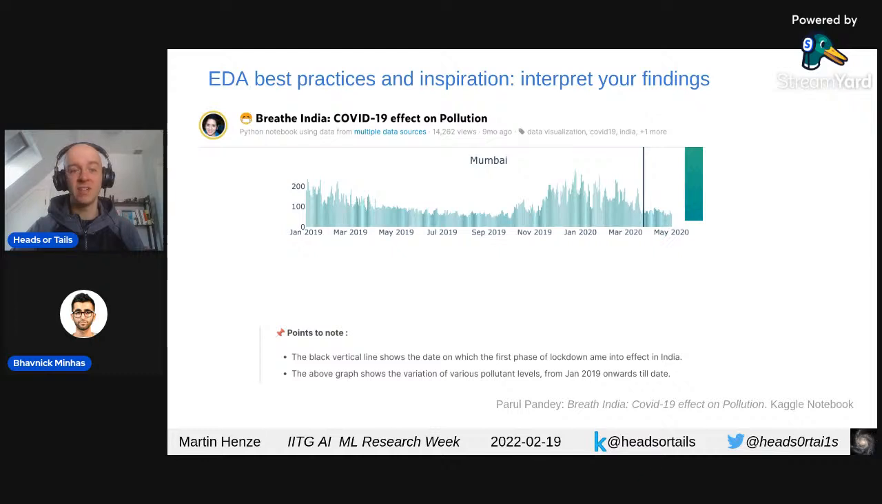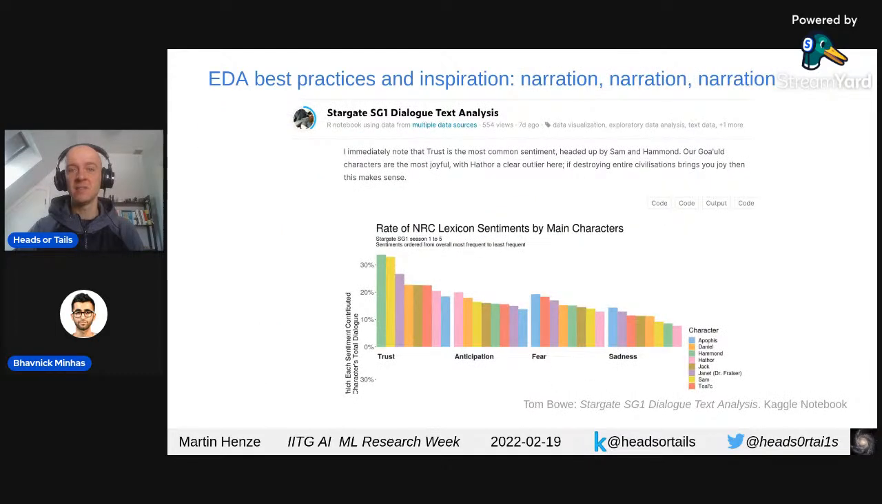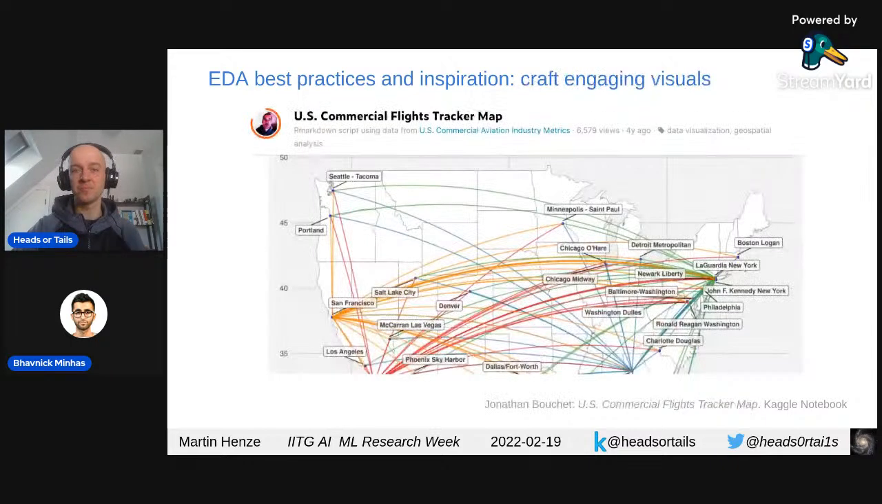Always interpret your findings. If you structure your notebook like this, with these little points to note, then you make it much easier for the readers and for yourself to pick out the insights that you want them to notice. In a similar way, narration. If you write a notebook like this, then having a narration aspect is also important for keeping the reader engaged, and also for telling yourself how you moved from one aspect of the analysis to another one and why you're doing what you're doing, which might not be obvious in hindsight.